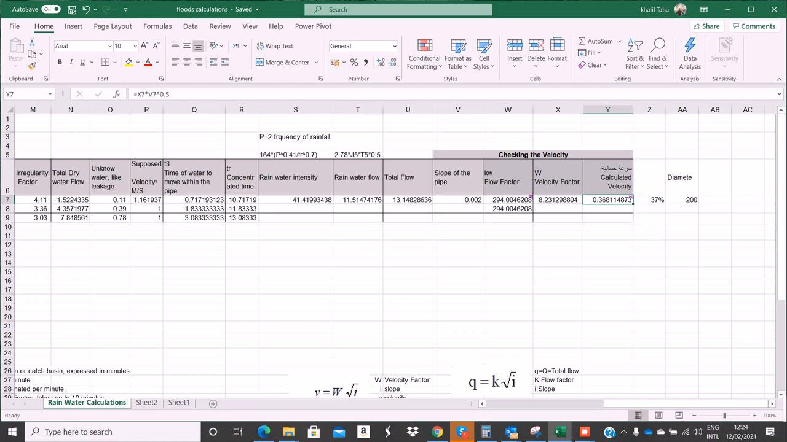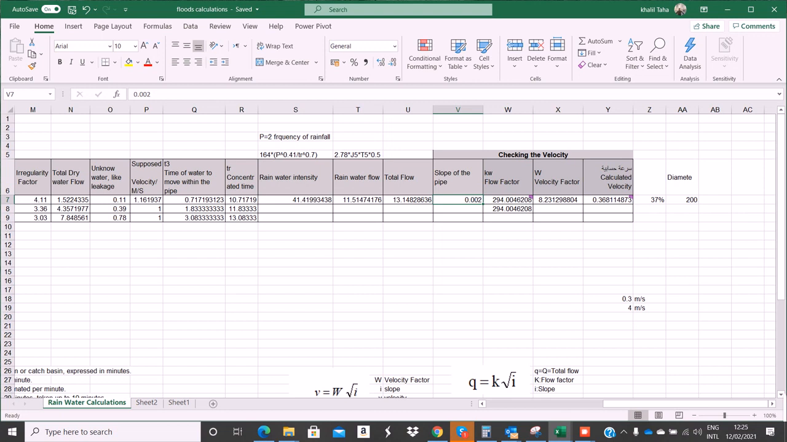But look at the velocity. It is still more than the minimum, because I have 0.3 as the minimum velocity. But I will work on the concrete pipe. Let's say 4. So 0.3 meters per second is the minimum velocity, and 4 per second is the maximum velocity. I'm still within the approved velocities, 0.36. But look at what I gain from decreasing the slope.